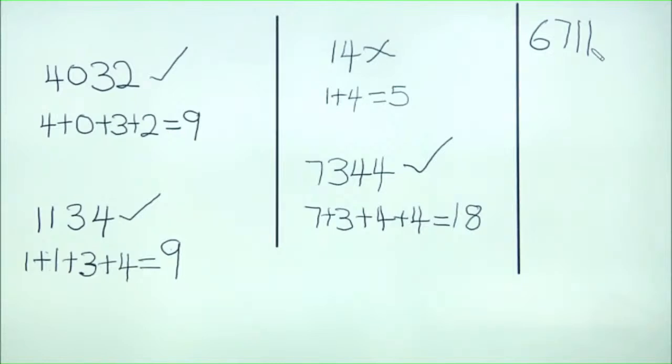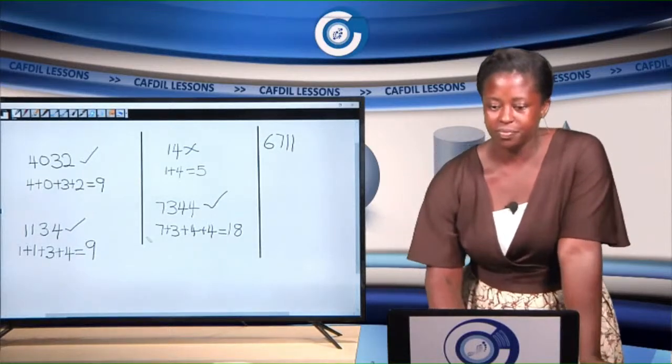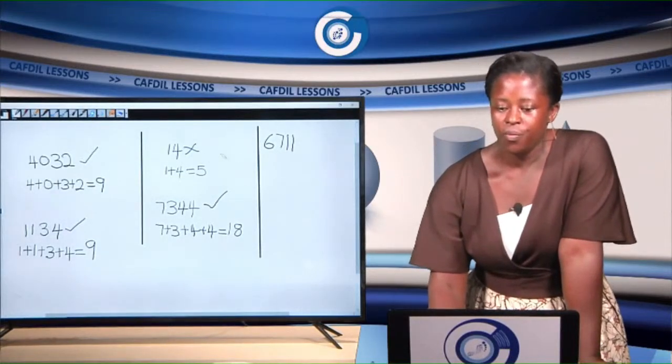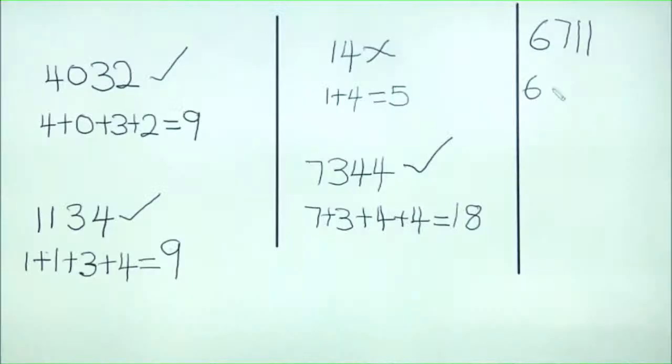Alright, I believe you are done. Let's do it together and see. We have to add all the digits. 6 plus 7 plus 1 plus 1. 6 plus 7 is 13. 13 plus 1 is 14. 14 plus 1 will be 15.